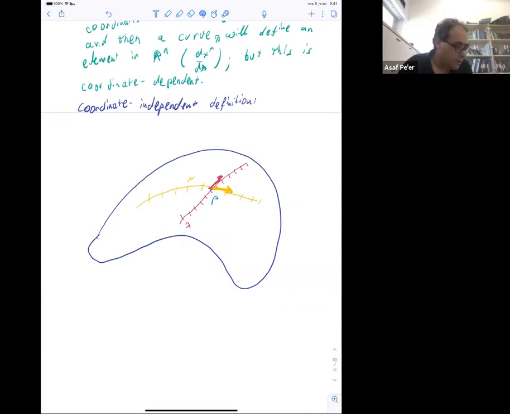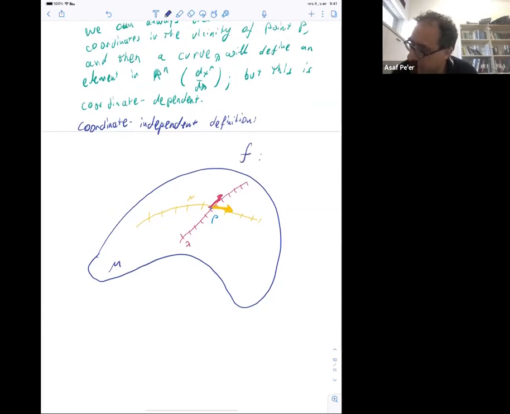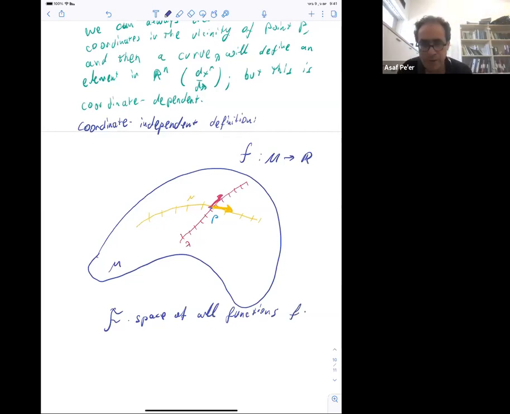Finally, good. So here's the way to do it. Okay, so we define the space of all smooth functions on the manifold, namely mappings F from M to R. So this is the manifold M. We look at the function F, which is really a mapping from M to R, and capital F would be the space of all these functions. F is just a mapping from M to R.